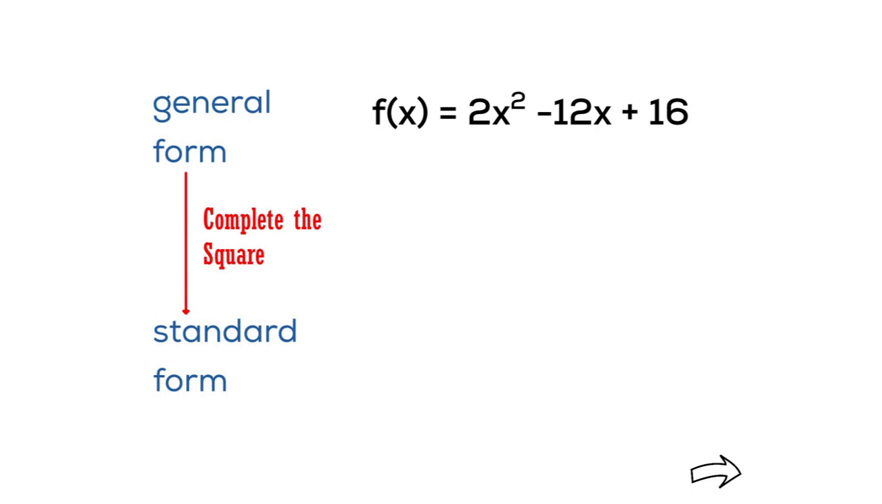All right, some of these processes should sound familiar. The very first thing I want to do is I want to move all the constants, all the number stuff to the other side. So that's going to look like f of x minus 16 equals, okay, and then I'm going to kind of cut to the chase here. And then what's left would be this right here.